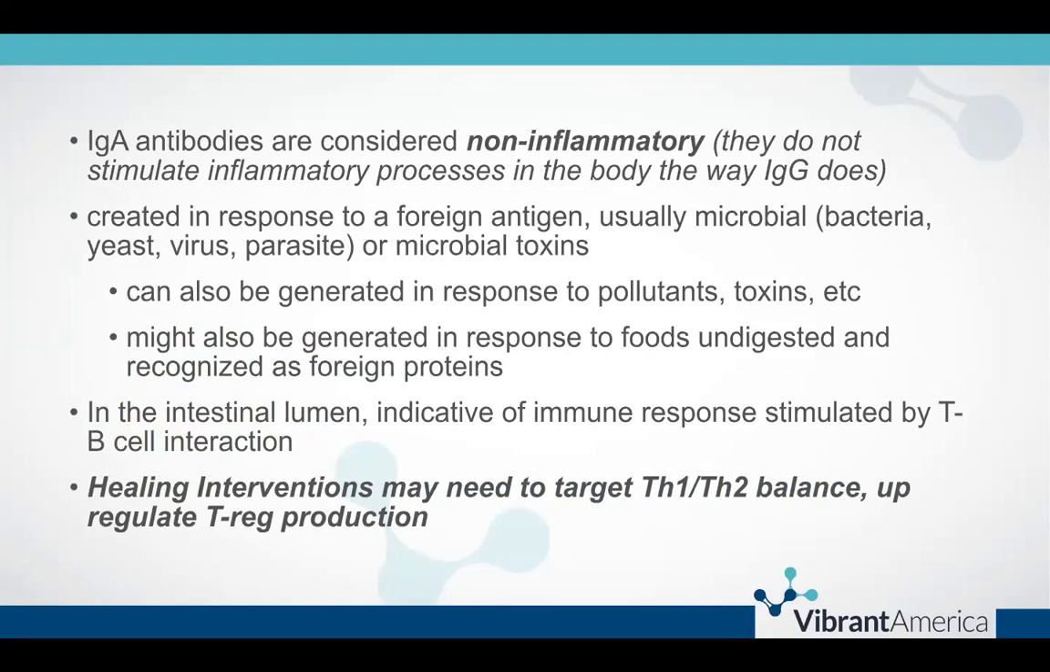They're a mechanism that helps to control the populations of helpful commensal bacteria, as well as prevent colonization by pathogenic or opportunistic bacteria. They can be generated in response to pollutants and toxins, and they may also be generated in response to foods which are undigested and recognized as foreign proteins. In the intestinal lumen, they are indicative of immune response stimulated by a T cell to B cell interaction.